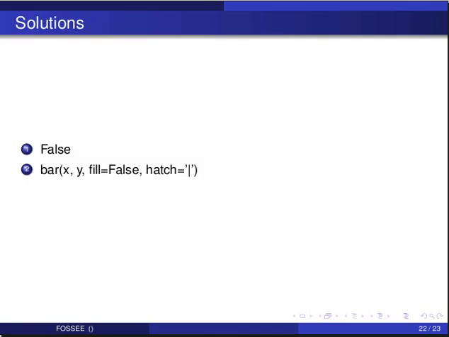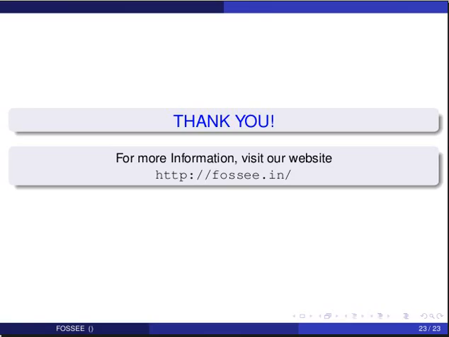And now the answers. For the first question, the answer is false. Both functions do not produce the same kind of plots. The answer for second one, bar x, y, fill false, hatch is equal to in single quotes bar, is the correct option to generate a bar chart with vertical line hatching.